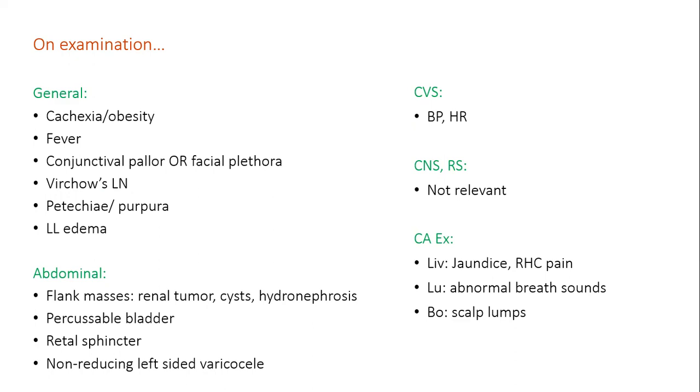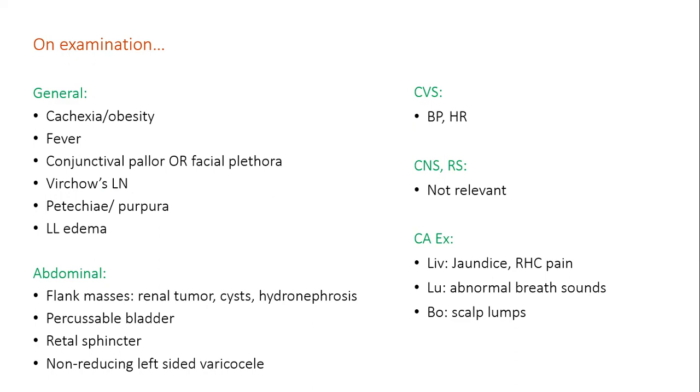Another thing is a virchow's lymph node. That is common to any carcinoma. If it spreads to other parts of the body, one of the first nodes which get involved is the left supraclavicular lymph node. That's a Virchow's node. And then petechiae and purpura, that is to exclude any bleeding disorders and stuff like that. And lower limb edema, which I mentioned earlier, that's because of the IVC obstruction.